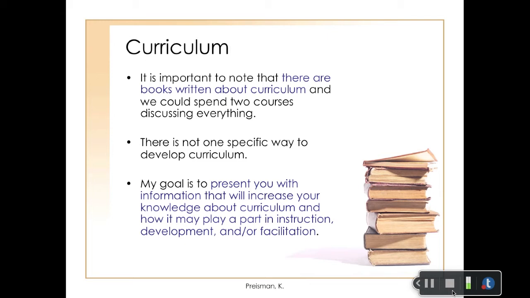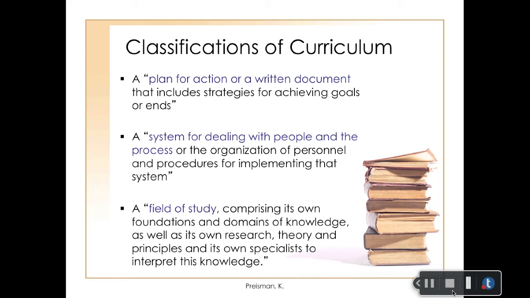First of all, it is very important to note that there are books written about curriculum. We could spend multiple courses discussing this information. It is also important to recognize that there is not one specific way to develop, facilitate, create, or instruct in this world of curriculum. There are so many facets of curriculum. My goal is to present you with information that will simply increase your knowledge about curriculum and how it will play a part in your instruction, your development, and your facilitation.